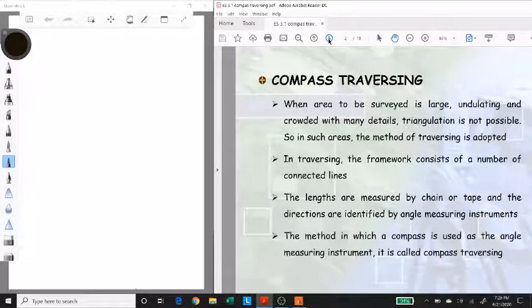Assalamu alaikum everyone. So let's start with our next topic on compass traversing. Before we go into detail of compass traversing, let's first see what is the difference between triangulation and traversing.